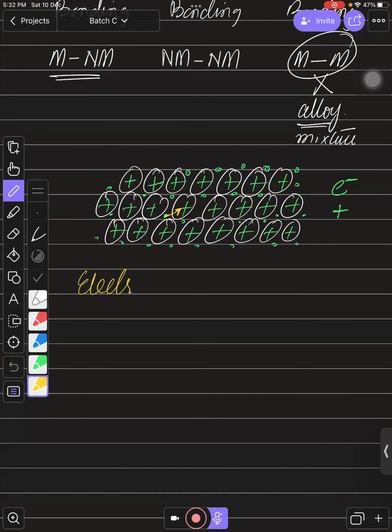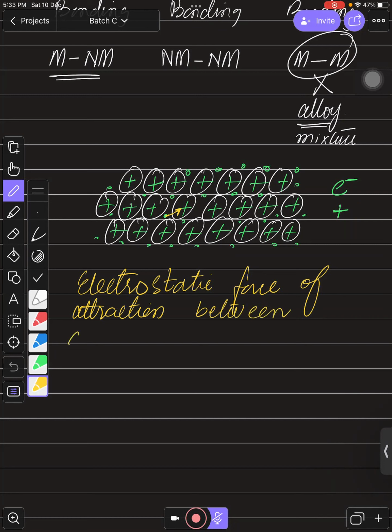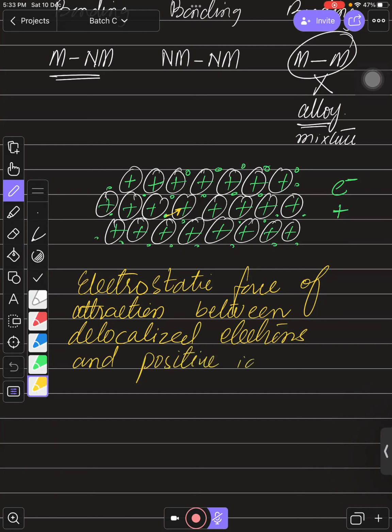Again, like ionic bonding, because there were two ions and positively charged particles, you can call this type of force of attraction electrostatic. This time also you can call this electrostatic force of attraction. But the connection is now different: this is the electrostatic force of attraction between what, bacho? Between delocalized electrons and positive ions. This was not like ionic bonding between positive and negative ions.